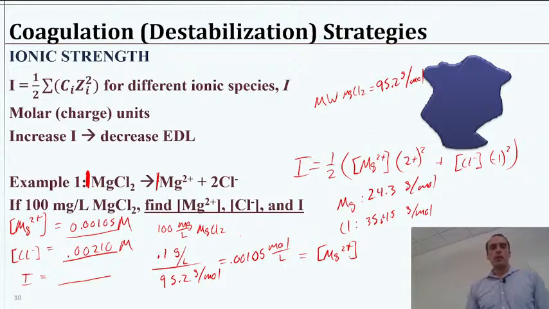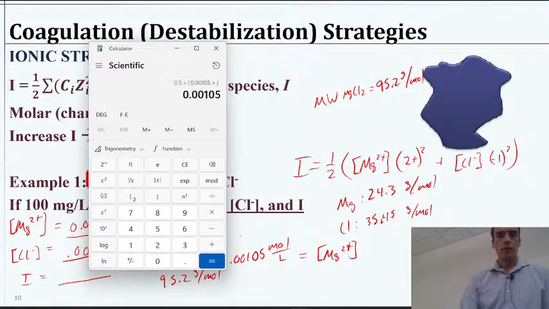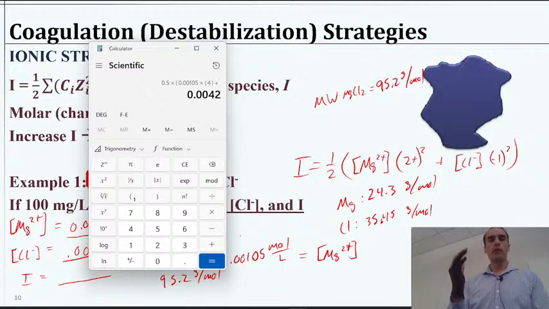Okay, so then if we put these numbers into place, 0.00105 times 4. So I'm multiplying by 4, that's the 2 squared. So I'm just filling in my equation right now. So I've done magnesium, so 1/2 times magnesium times 4, and now I'm going to add the chloride.